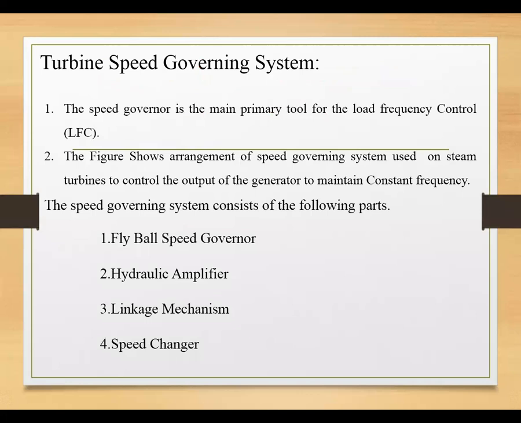The following figure shows the arrangement of the speed governing system used with a steam turbine to control the output of the generator to maintain constant frequency. The components of the speed governing system are as follows: speed governor, hydraulic amplifier, linkage mechanism, and speed changer.